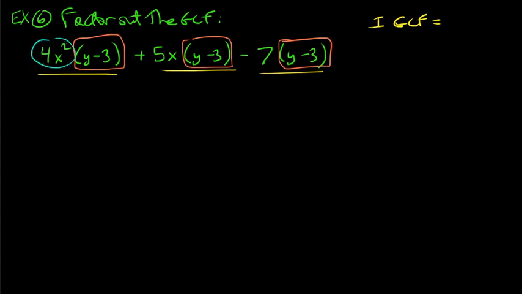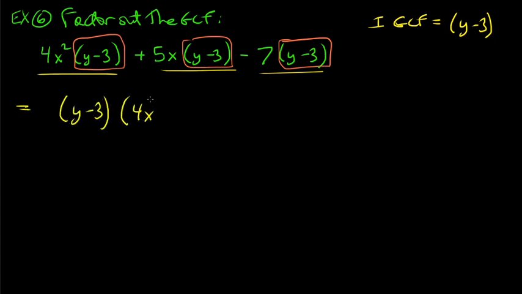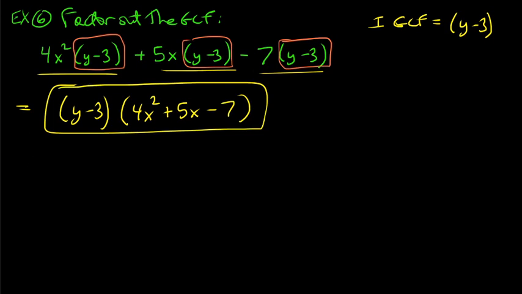Because in particular, the 4x squared, the 5x, and the negative 7 don't have anything else in common. Right? So the GCF of those would just be 1. Okay, but the y minus 3 is the same for all of these. So the GCF is y minus 3. Right? And so when you divide by y minus 3, you just end up with the 4x squared plus 5x minus 7. Right? So to factor that out, we're just going to do y minus 3 times 4x squared plus 5x minus 7. And that's it. Right? We're done. So here I'm just kind of getting you used to the idea that the GCF doesn't have to be a single term. It could be two terms or even three terms, but we'll stick with just two here.